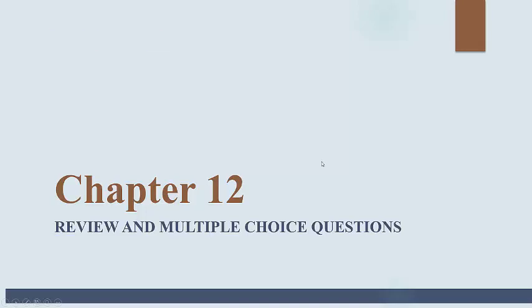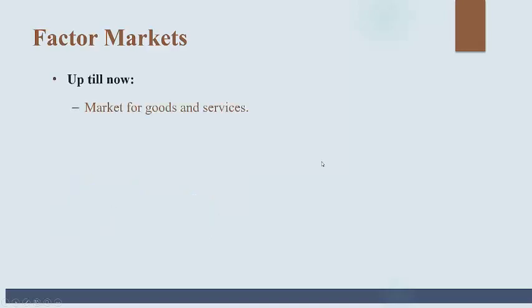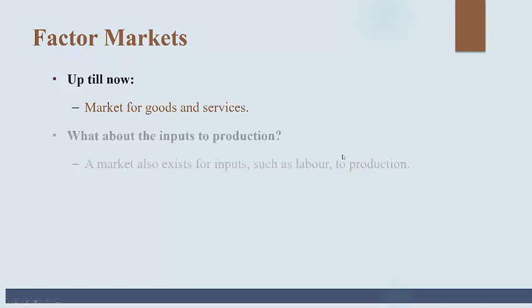Okay, so in this chapter we're talking about factor markets. Up till now, we've only looked at the market for goods and services. But there's a market for materials that are used to make stuff, or any inputs. There's also a market for labor, and that's what we'll be focusing on.